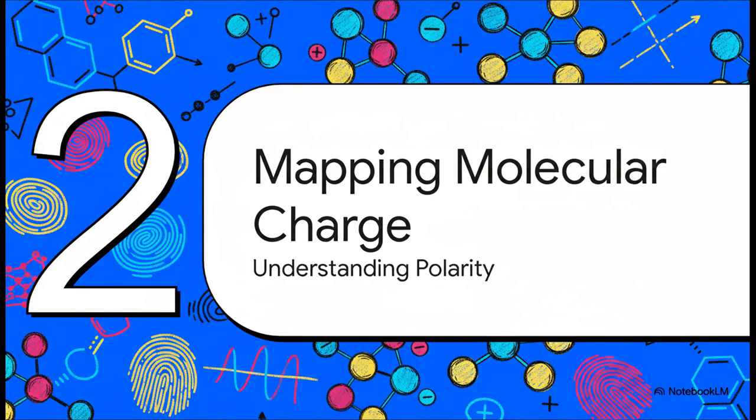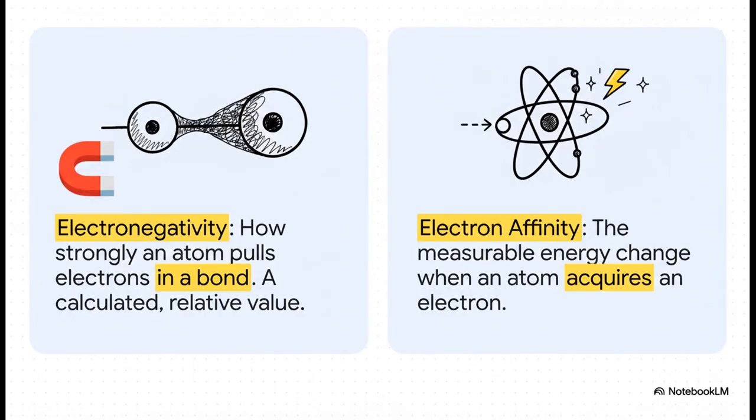Okay, so our 2D blueprint shows us where electrons can be, but what about where they prefer to be? That brings us to our next layer, mapping the molecular charge. This is all about figuring out where the electrons spend most of their time, and it all comes down to a concept called polarity.